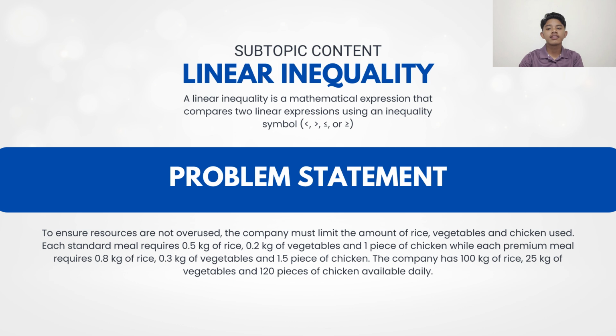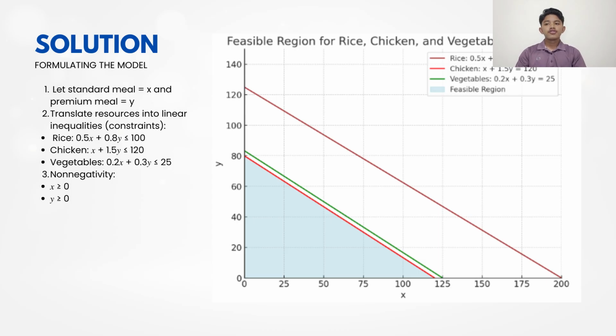Each standard meal requires 0.5 kg of rice, 0.2 kg of vegetables, and also 1 piece of chicken, while each premium meal requires 0.8 kg of rice, 0.3 kg of vegetables, and also 1.5 pieces of chicken. The company has 100 kg of rice, 25 kg of vegetables, and also 120 pieces of chicken available daily. To solve this problem, we must first formulate the model.